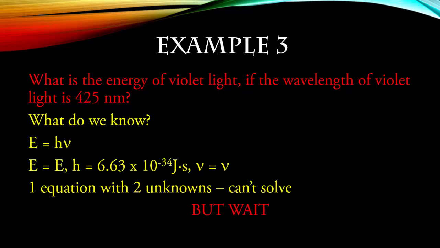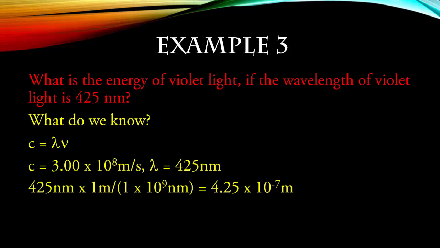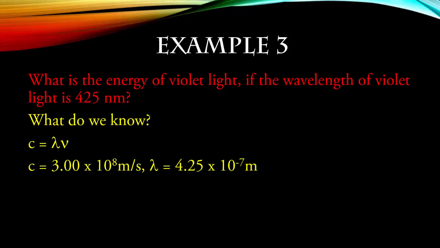But wait, we actually know more. What else do we know? c equals lambda nu. c equals 3 times 10 to the 8th meters per second. The wavelength is 425 nanometers. We either need to convert the wavelength to meters, or we need to convert the speed of light to nanometers. I prefer to do the former. So we go 425 nanometers times 1 meter per 1 billion nanometers, and the 425 nanometers becomes 4.25 times 10 to the minus 7th meters.